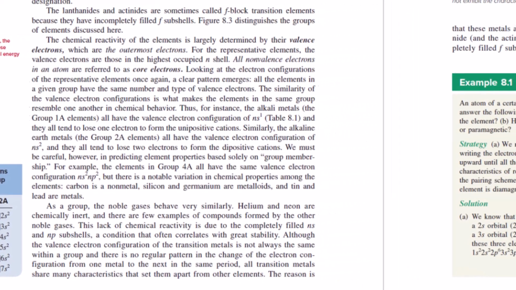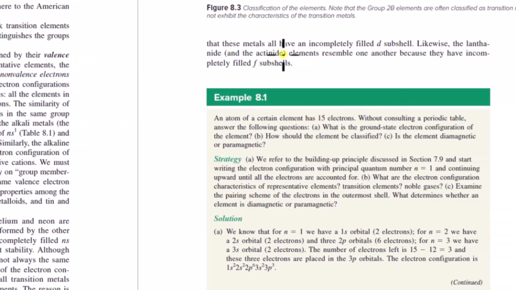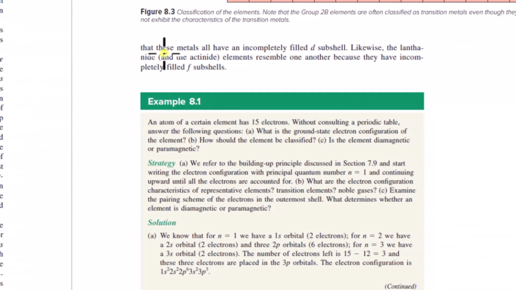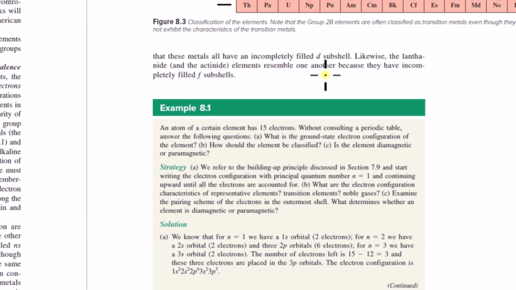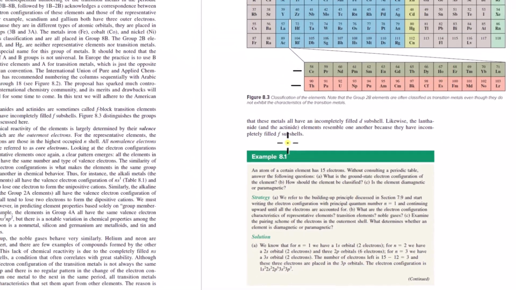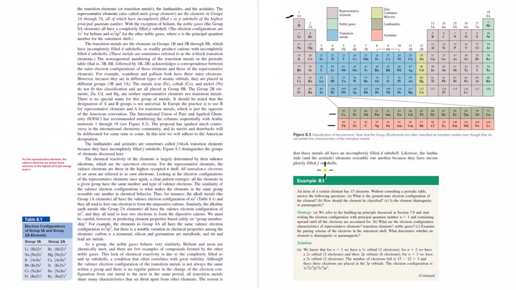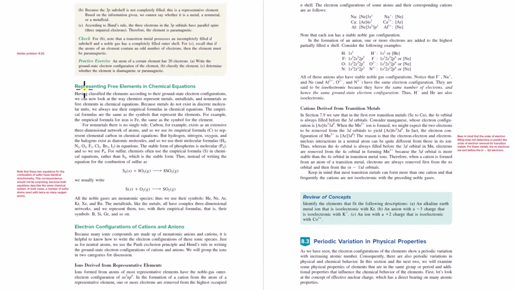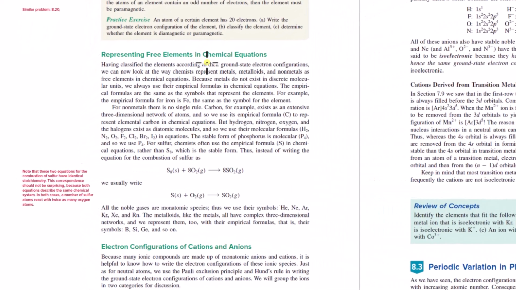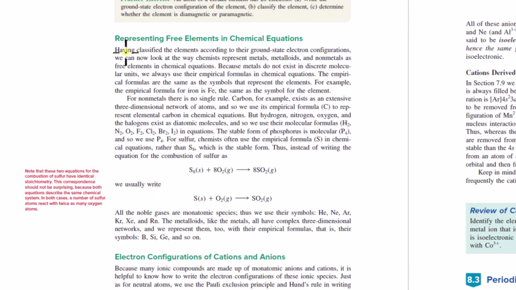The reason is that these metals all have an incompletely filled d subshell. Likewise, the lanthanide and the actinide elements resemble one another because they have incompletely filled f subshells. Interesting. Okay, representing free elements in chemical equations.